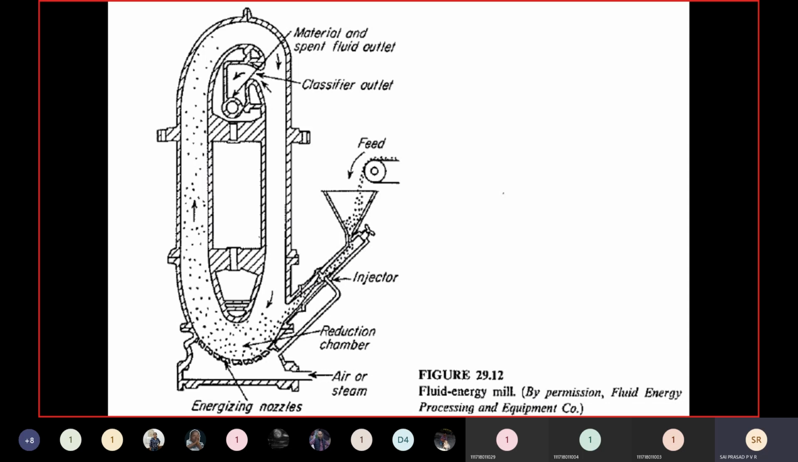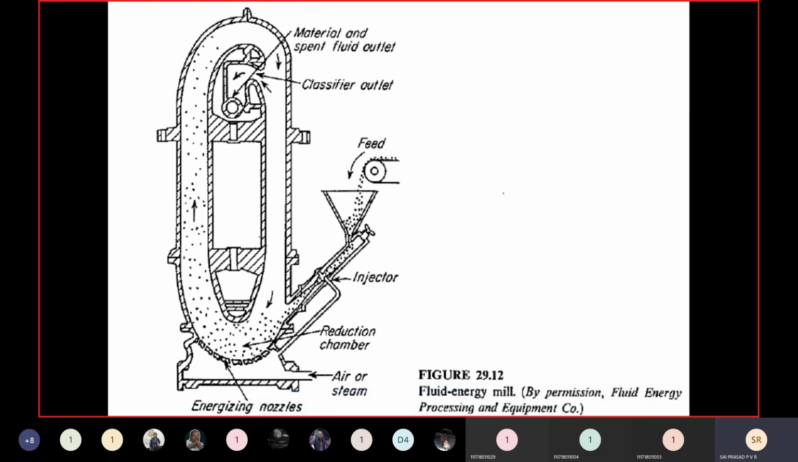The central axis of the fluidized energy. So an attempt is made to remove the solid particles along this wall, whereas along this wall nothing is there, because the sizes of the particle will be more, which will be moving in this particular fashion. So this is how they discharge the product out, material and spent fluid out. So from here it goes out, whereas the feed is admitted from here.